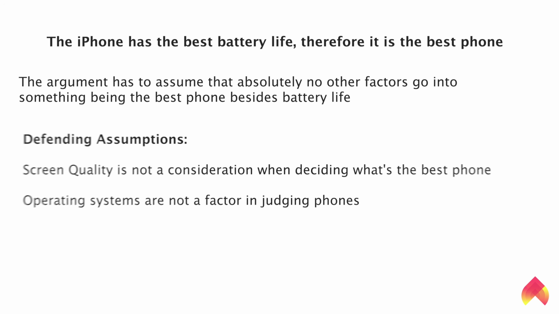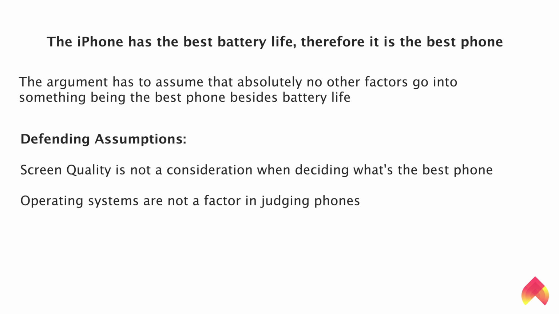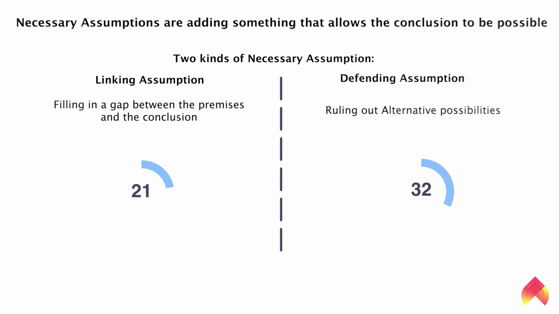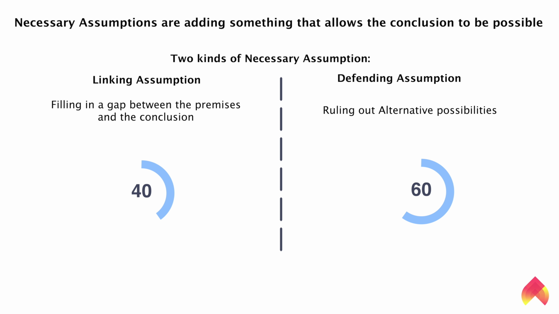The defending assumption, however, says things like this: screen quality is not a consideration when deciding what's the best phone, or operating systems are not a factor in judging phones, and stuff like that. We're ruling out other things, and so defending assumptions tend to be kind of negative in tone. But you can see based off of that there is a lot of variability when it comes to the role of defending assumptions. They can pull all kinds of things out as possible reasonable exceptions and then rule them out, and you've got a defending assumption.